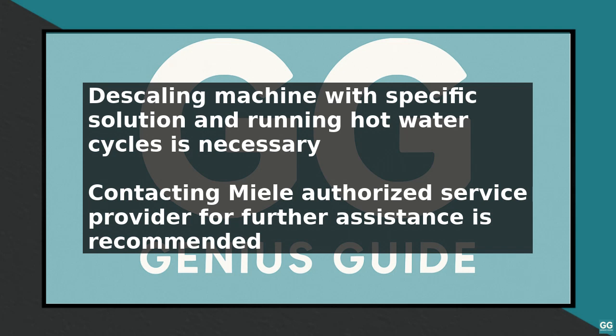In conclusion, resolving the Miele coffee machine error code F17 requires a step-by-step approach. By following the guidelines outlined in this tutorial, you should be able to identify and resolve the issue. Remember to always clean and descale your machine regularly to prevent future problems.